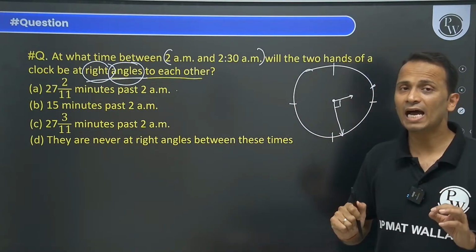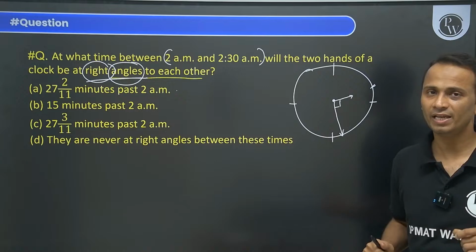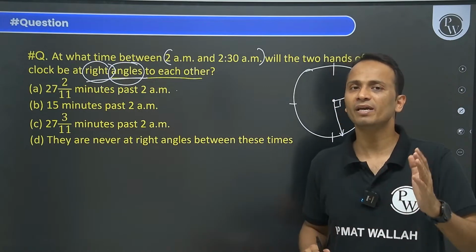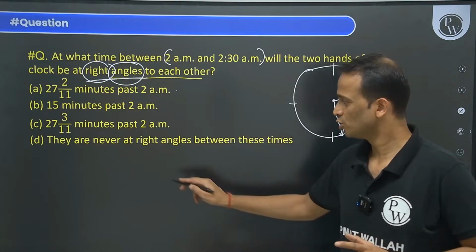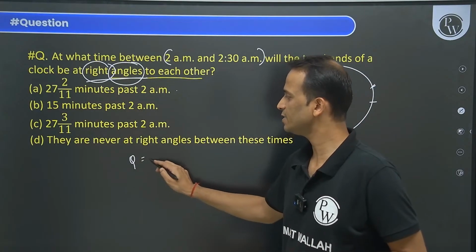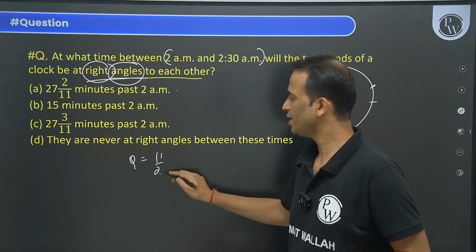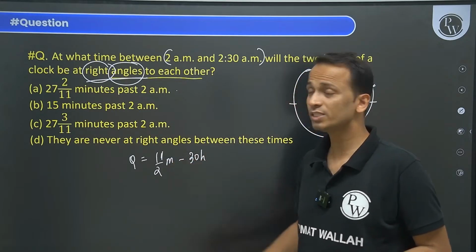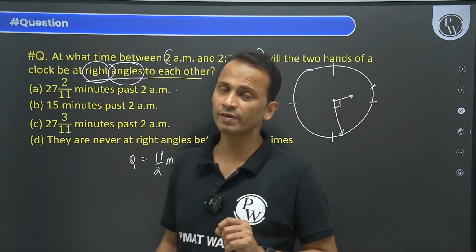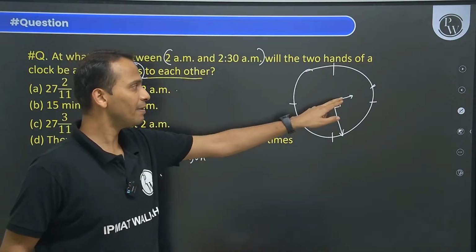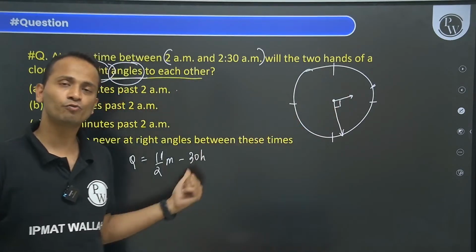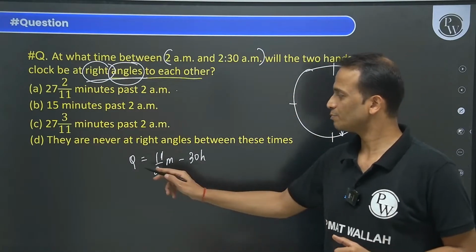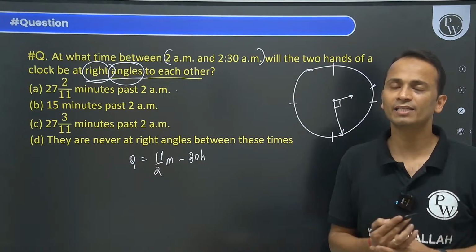In the figure, the minute hand is later and the hour hand is first. Okay, so if in the figure the hour hand is first, then in the formula h should come later. So I will be using the formula theta is equal to 11/2m minus 30h. I'll repeat once again. This is one thing that I have covered in the last class: if in the figure the hour hand is first, then in the formula the hour hand should come later, right? Okay. Now I'll substitute the values and we'll get the value of m.